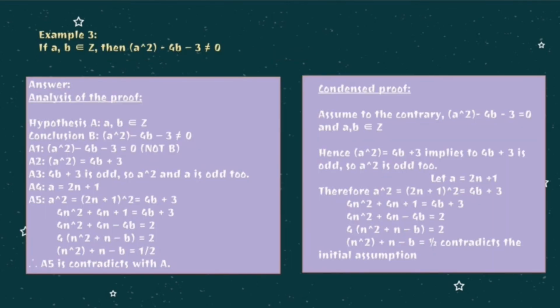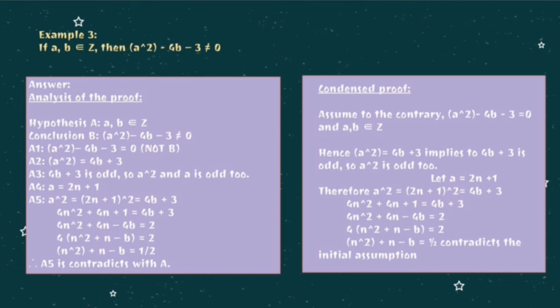And lastly, for example 3, the question is, if A and B are elements of Z, then A squared minus 4B minus 3 is not equal to 0. So the answer for analysis of the proof: hypothesis, A and B are elements of Z. And for conclusion B, A squared minus 4B minus 3 is not equal to 0. And for the first step, we're going to find not B, which is A squared minus 4B minus 3 equals 0. And the second step, we will get A squared equals 4B plus 3.